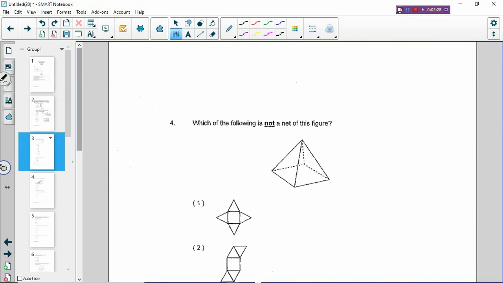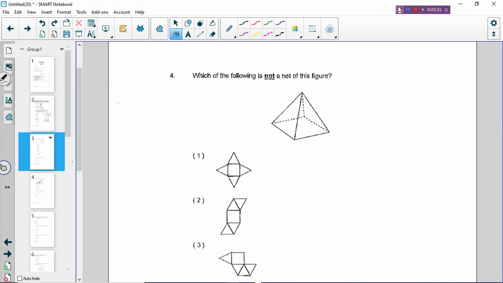Okay, question 4. Which of the following is not a net of the figure? Alright, so you can actually try to unwrap the figure. Or what you can do is number the faces. For example, the base is the bottom, then the sides here 1, 2, 3, and 4. So you have 4 faces and the base at the bottom. Let's say this is 3, then the opposite side will be 1, then the left side will be 2, then the right side will be 4. So this is a possible net.